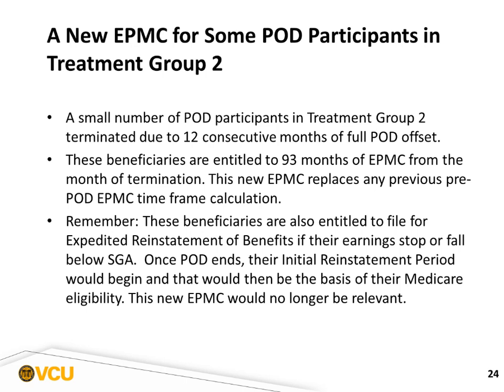However, one thing to keep in mind is that these folks are also entitled to file for expedited reinstatement, or EXR. If they become re-entitled under the EXR provisions, then that is their basis of entitlement for Medicare, and that 93-month EPMC is no longer relevant. This is when you may encounter some of these beneficiaries, and they will need counseling on the work incentives that are available to them.